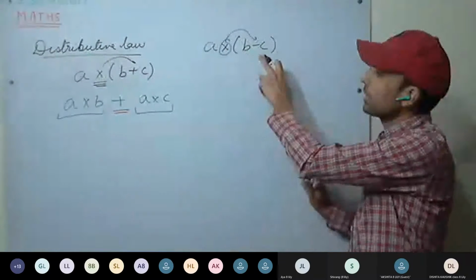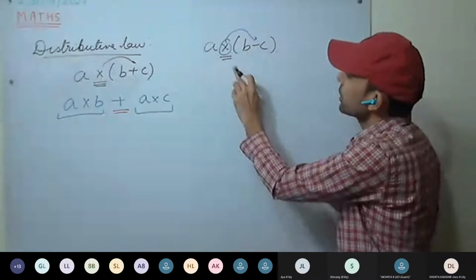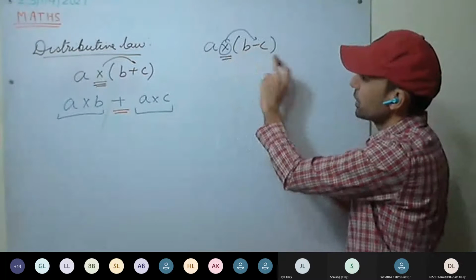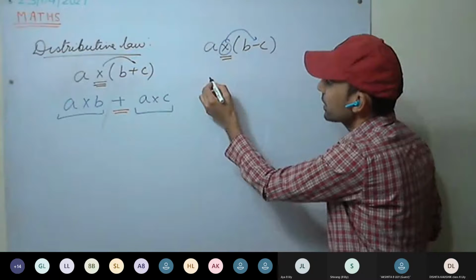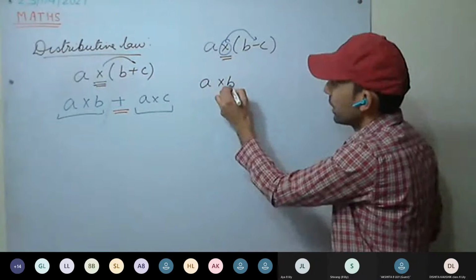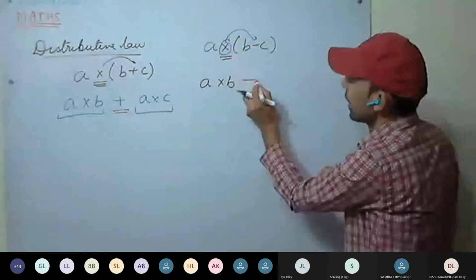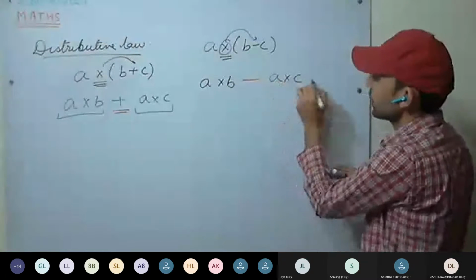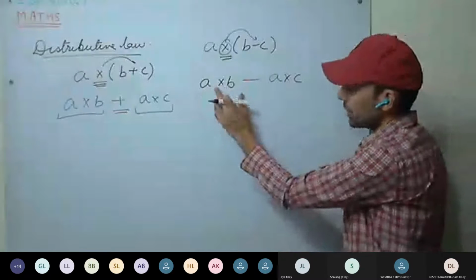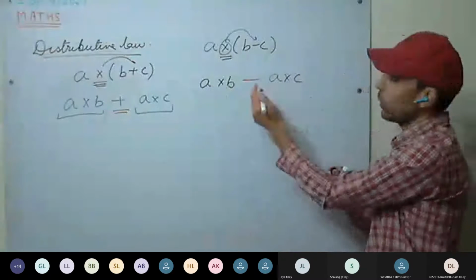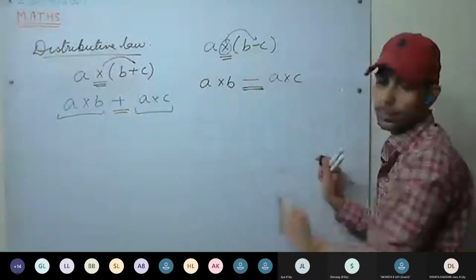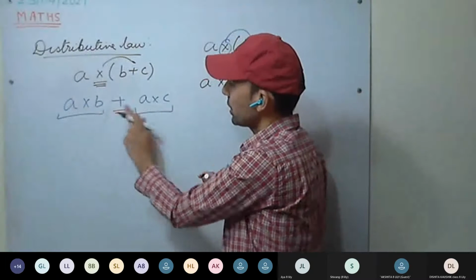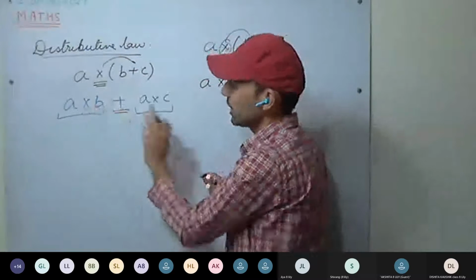So A into B minus C. Here we are distributing multiplication over subtraction. It means A into B, then minus sign, A into C. You can see we have distributed multiplication this side and this side over subtraction. Here we have distributed multiplication over addition.